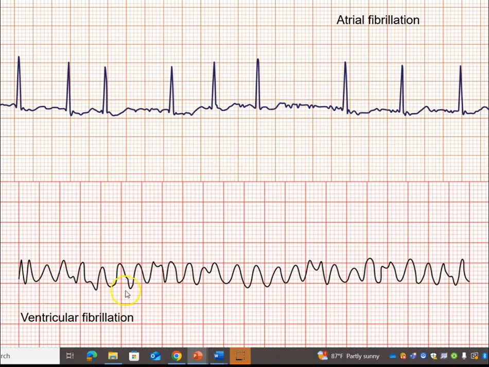Down here is ventricular fibrillation. This is important to be able to recognize. If you ever see this happen in a patient, immediate action is required. Hit the code blue button, call for backup, okay? This requires immediate intervention.